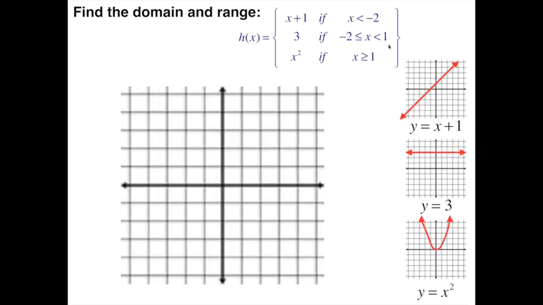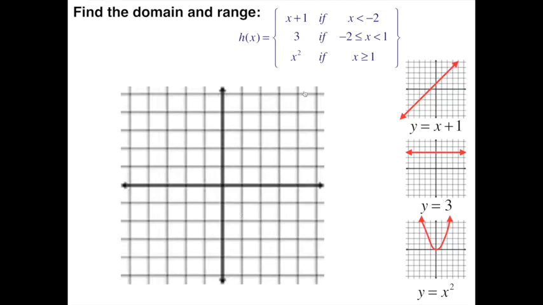Now, the difference is these are our rules. If x is less than -2, so that means if it's anything over on this side, it's going to be this graph, x plus 1. It's going to look like this. But then in the middle of the graph, if you will, it's going to look like a horizontal line right at 3. And then on the right-hand side, it's going to look like x squared.